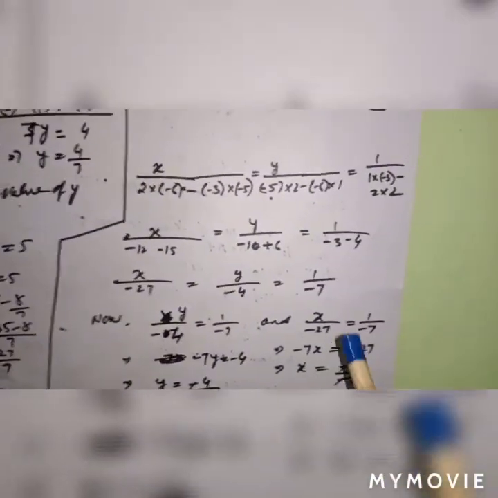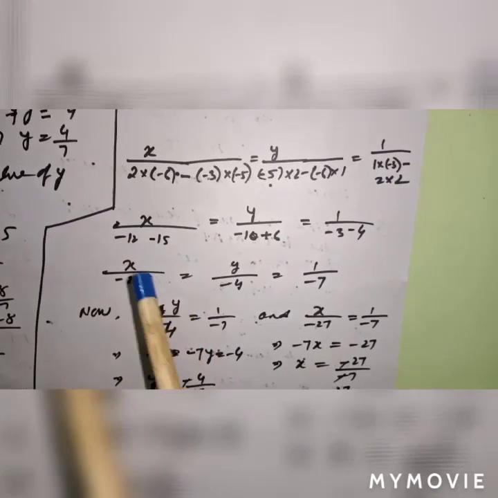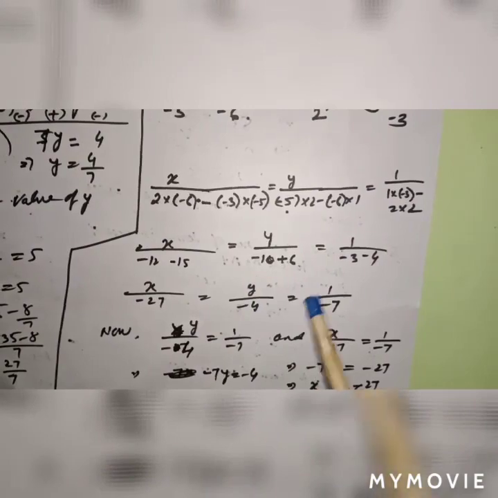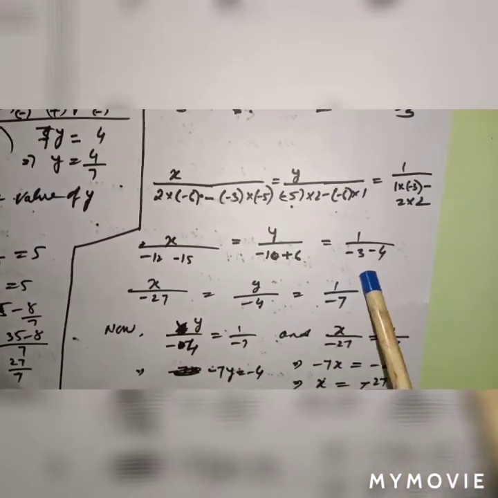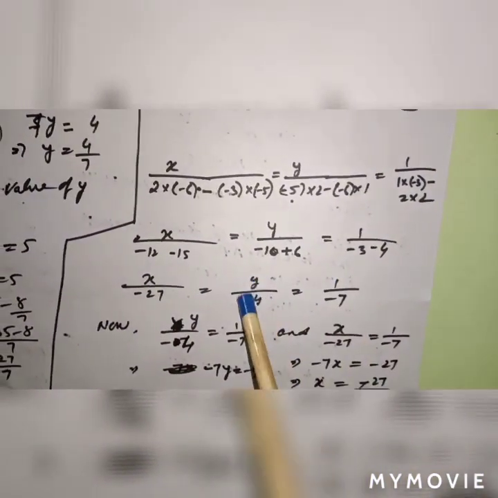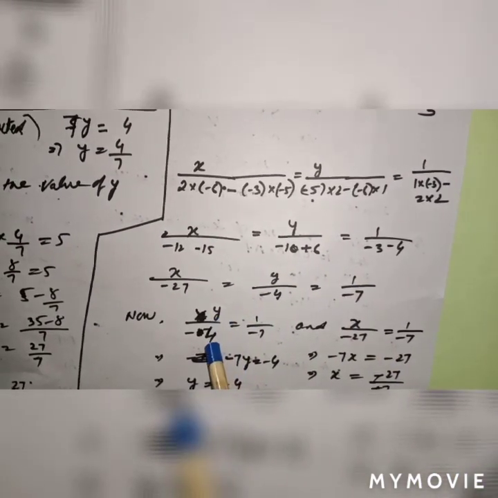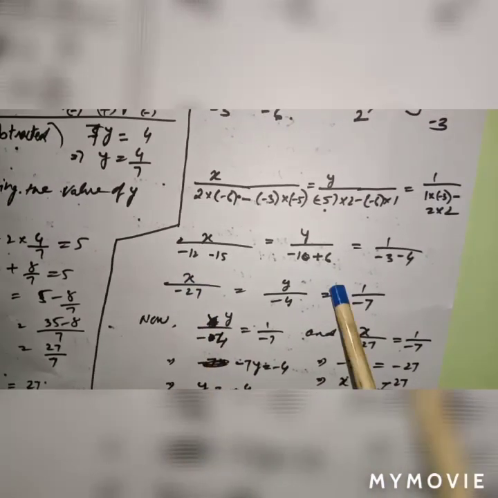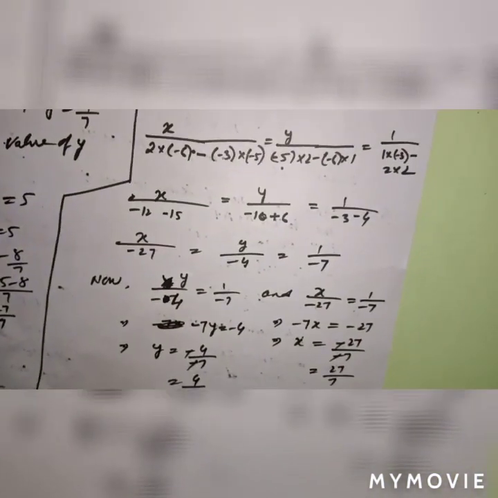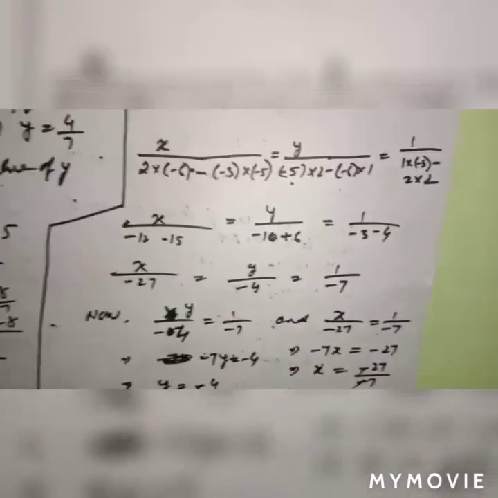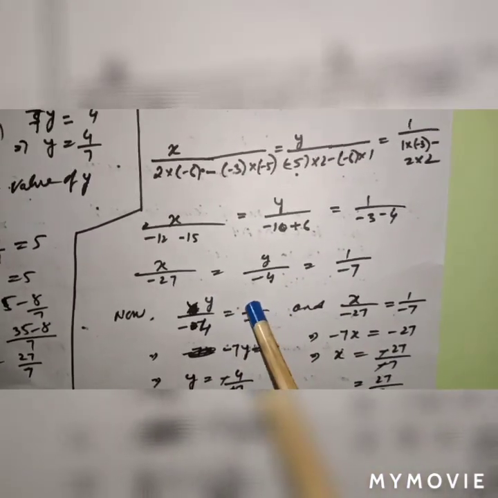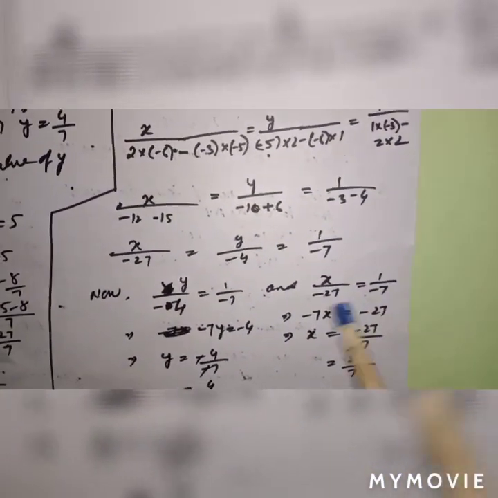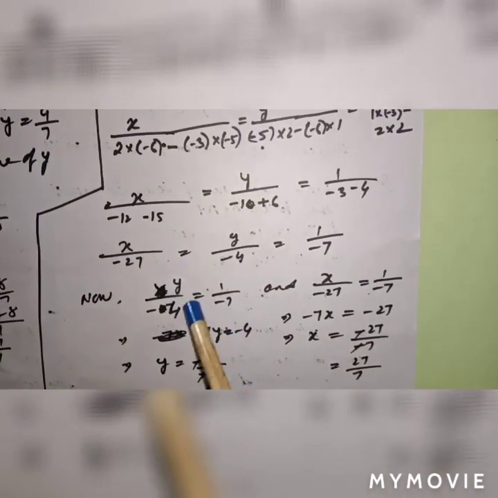Now you have to take x by minus 27 is equal to 1 by minus 7, or y by minus 4 is equal to 1 by minus 7. You have to take for x with the constant term and for y also with the constant term. So I am taking y by minus 4 is equal to 1 by minus 7. Actually you have to write x first, x by minus 27 is equal to 1 by minus 7, but I wrote y, it's okay, no problem, you can write for y also. So y by minus 4 is equal to 1 by minus 7, and x by minus 27 is equal to 1 by minus 7. Now cross multiply, minus 7 into y, 7y, 1 into minus 4, minus 4.